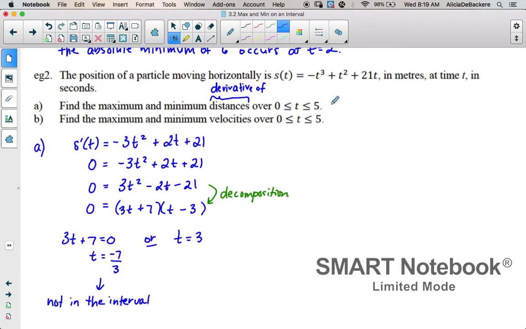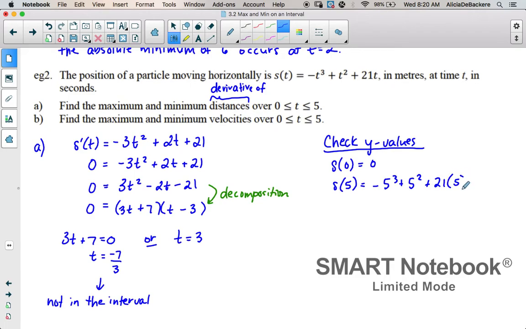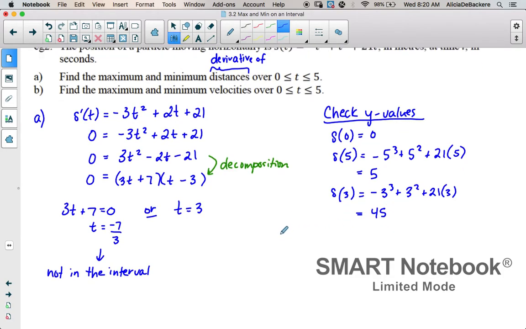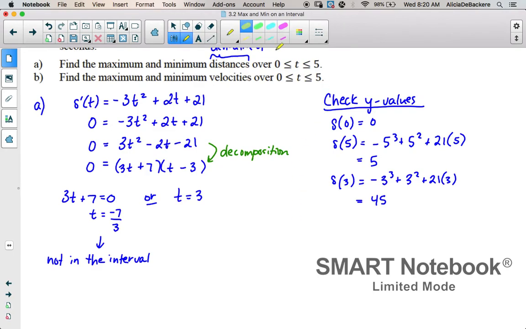And again, I have 3 values that I need to check, 0, 5, and 3. When I plug in s as 0, again, I'm using the original function here. I'm going to just get 0. And for s at 5, I get 5. And then we'll check the t value that we found over here. This is a local maximum. We need to figure out if it's also an absolute. And that one comes out to 45. So looking for our maximum and minimum distances, we've got the biggest number is 45 at 3 seconds, and the smallest is 0 at 0 seconds.